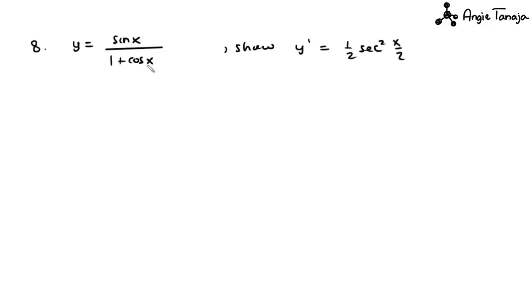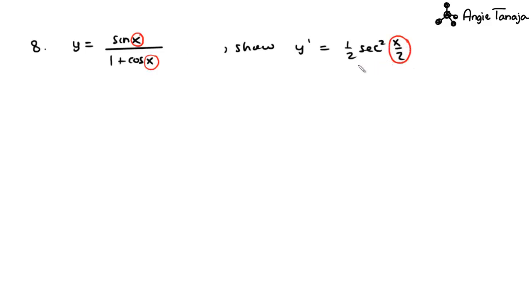Okay, I think I have one more number here. Number 8. y equals sine x over 1 plus cos x. In this case, we have to show that y prime is equal to half secant square x over 2. So when you see here, I have x here, but what you have here is half of it.